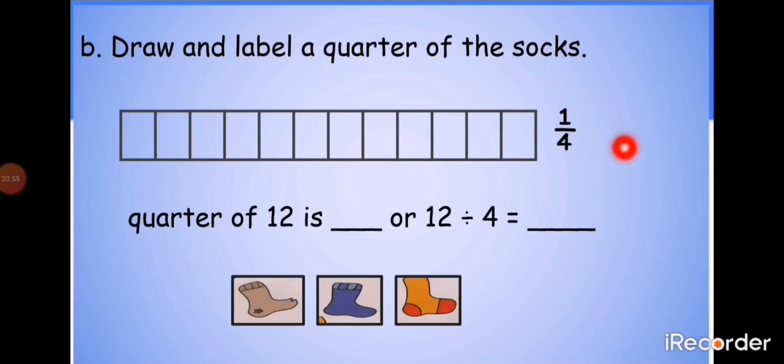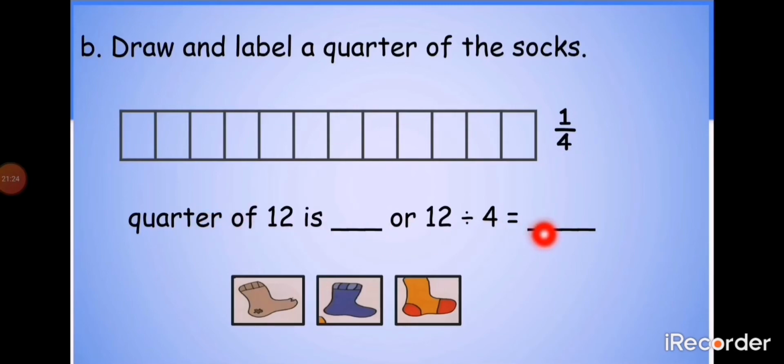Now we have to find out the quarter of 12. The number of socks or number of squares are 12 here. So then leave one line, write quarter of 12 is dash, or 12 divided by 4 is equal to dash. Again a division sentence. Why? Because we are dividing 12 into equal parts, into 4 equal parts. We have to find the 1 quarter. Each shape has 4 equal quarters. Now we have to find the 1 quarter of 12. So total parts are 4 and we have to find the 1.